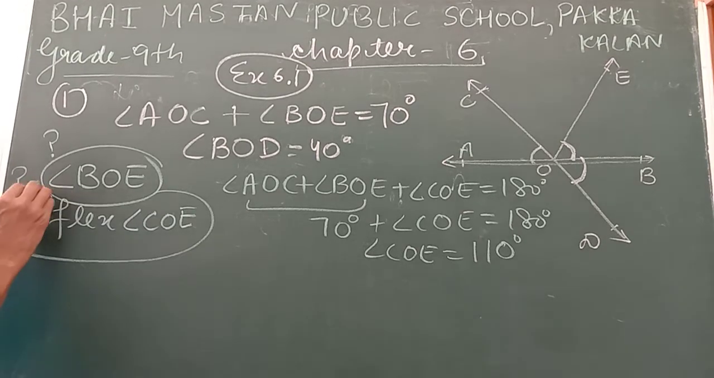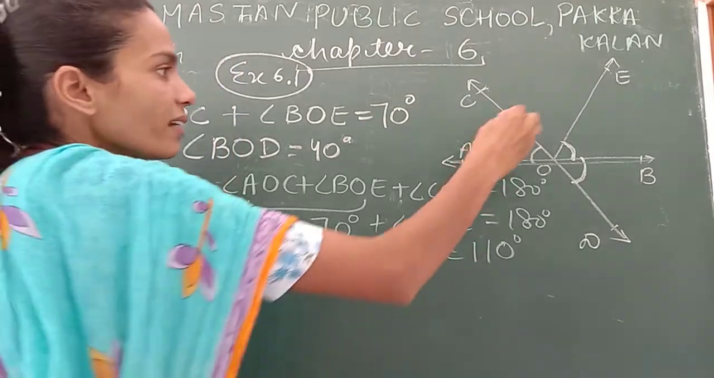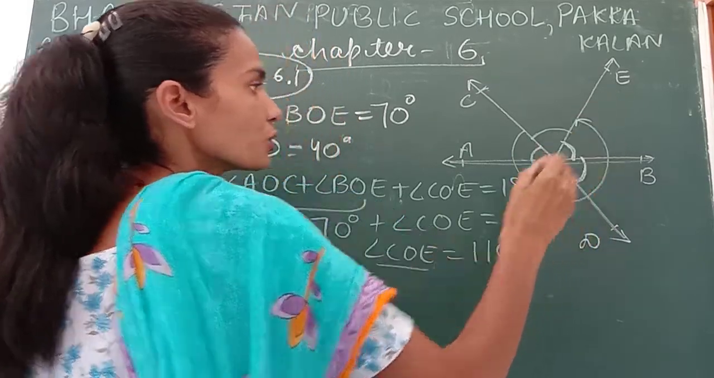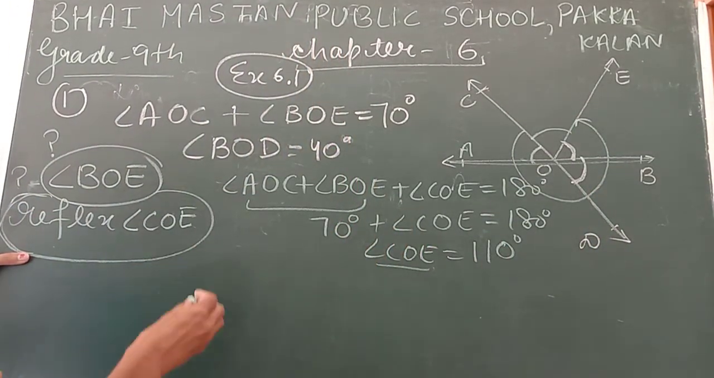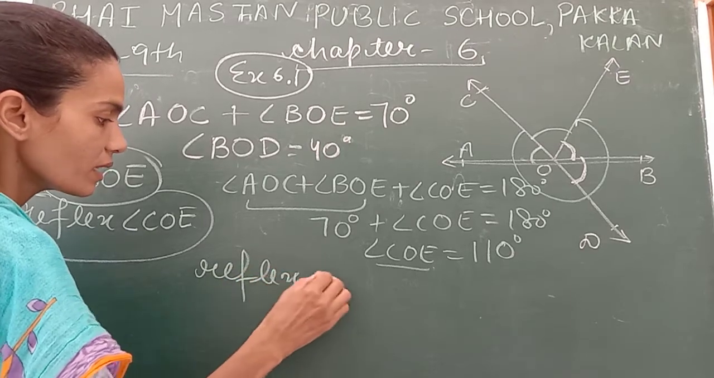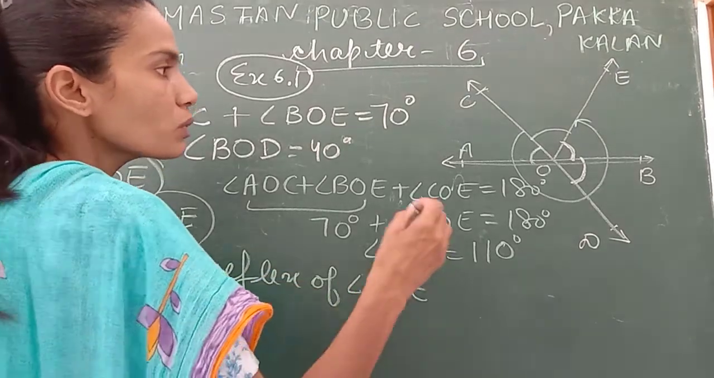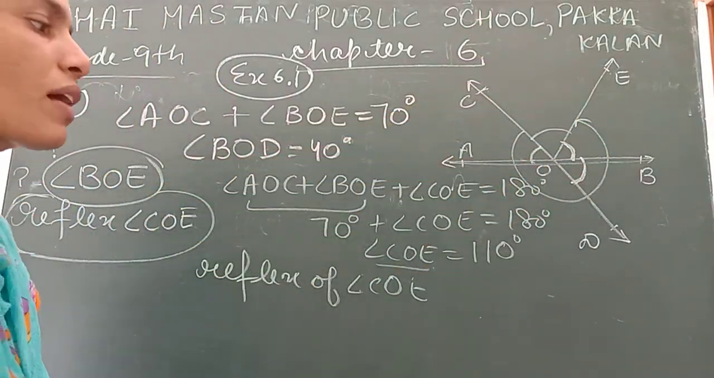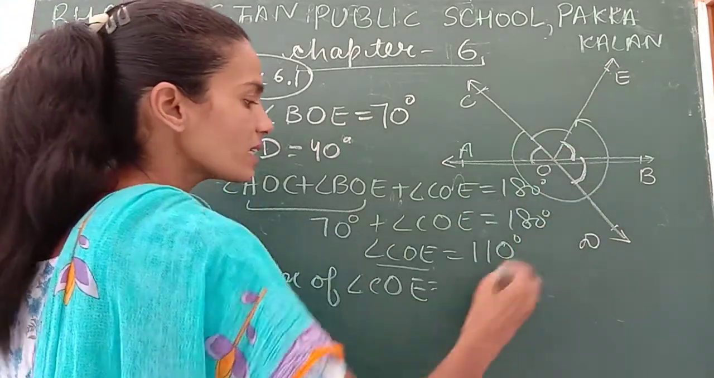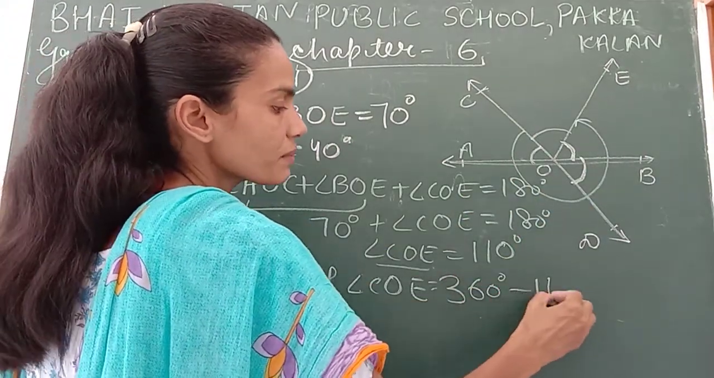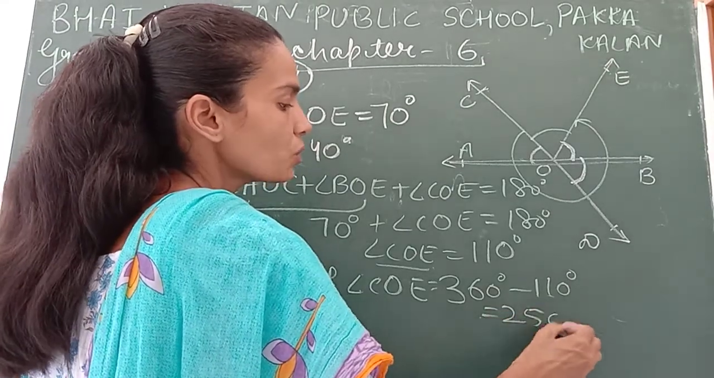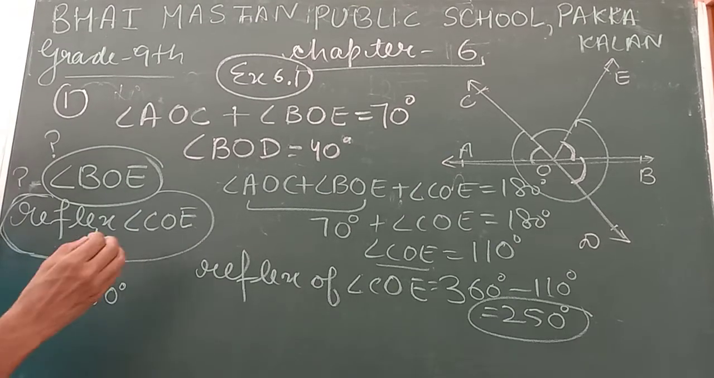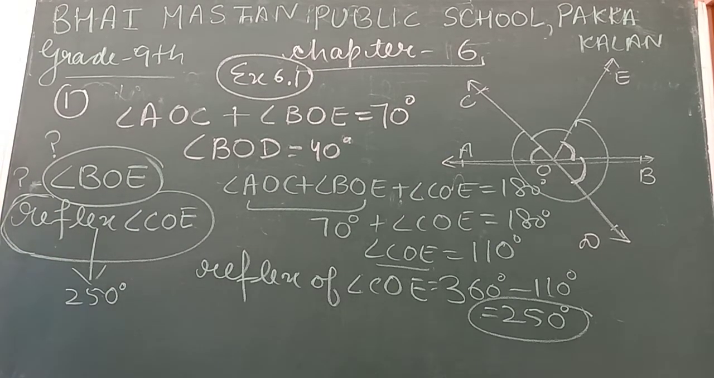But we have to find the reflex. Reflex means you leave this angle and find the other angle, the remaining part of the full circle. So the total circle is 360 degrees. Angle COE is subtracted, so we get 250 degrees. So our reflex is 250 degrees. Is it okay? I think it is clear to all of you.